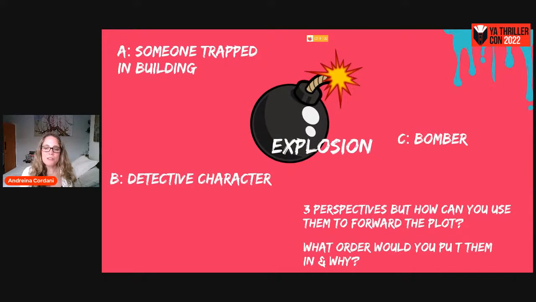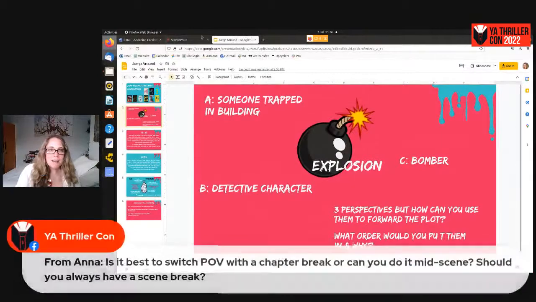The important thing also is to decide what order you would put them in and why. Would you have the bomber narrating first to build up tension that there's this evil lurking in the building, or would you start with the victim, to increase the shock factor when suddenly there's an explosion? Or you can start with your detective character who frantically tried to stop it. But the order in which the narration comes out is actually really important as well.